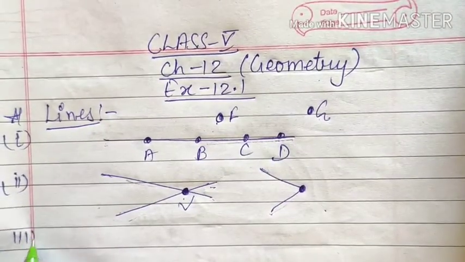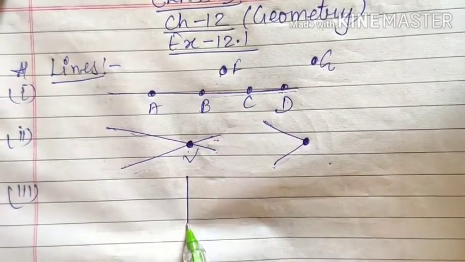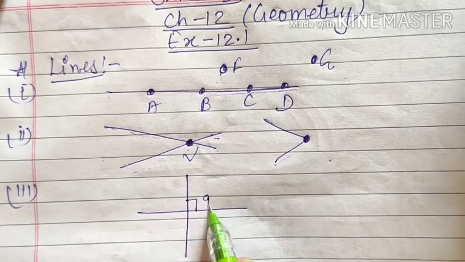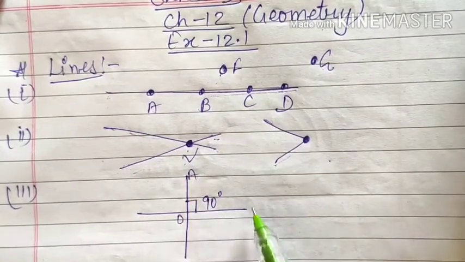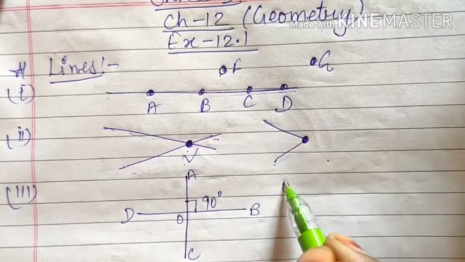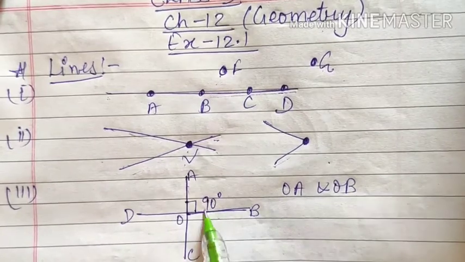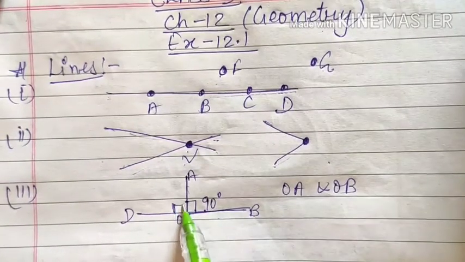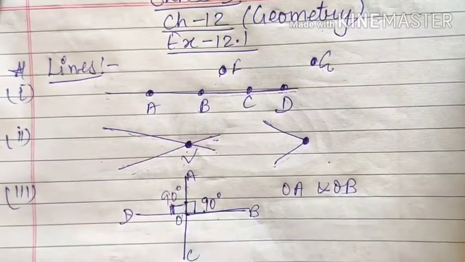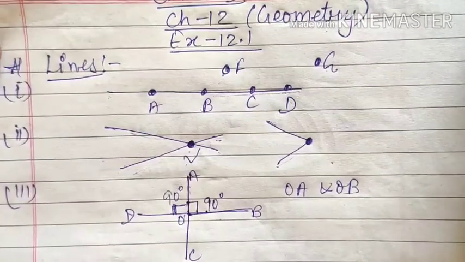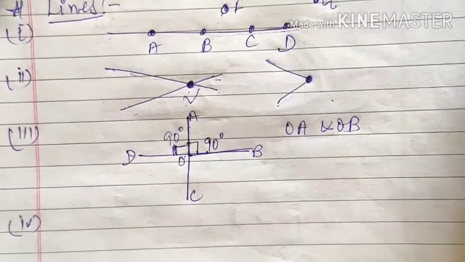And then the third point is perpendicular. When two rays or two line segments make an angle of 90 degrees with each other, they are known as perpendicular to each other. That means if you name them as O, A, B, C, D, then you can say that OA and OB are perpendicular to each other because they have an angle of 90 degrees between them. Similarly, OA and OD are also perpendicular because they have an angle of 90 degrees between them. That means any two lines, if they have an angle of 90 degrees between them, are known as perpendicular to each other. Last thing is parallel lines.